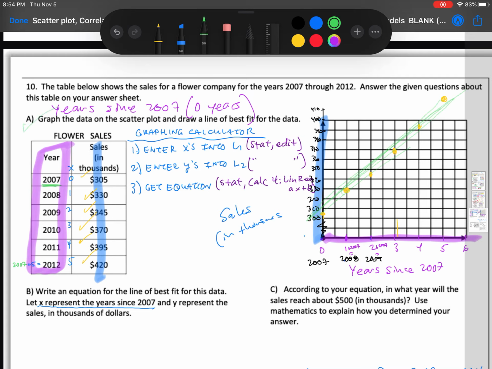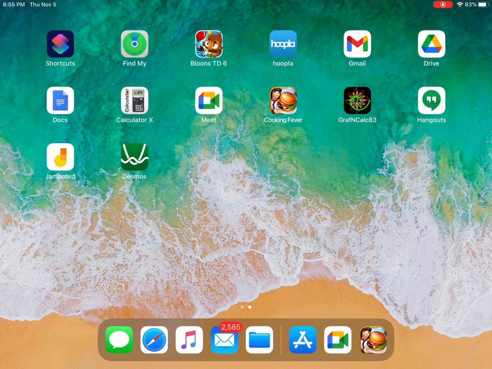Okay. D, write an equation for the line of best fit for this data. Let x represent the years since 2007, which I showed you in blue there. And y represent the sales in thousands of dollars. Take a picture so that I can input our data. Okay, so let's go ahead and write an equation. And I'm going to show you guys how to do that again with the graphing calculator. And I have here the directions for the graphing calculator. And lesson 2.6 is creating the regression line using technology. And the best one is just using the graphing calculator.